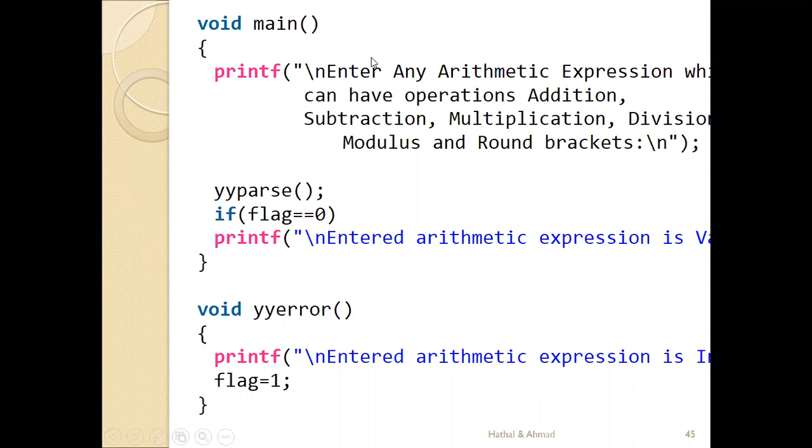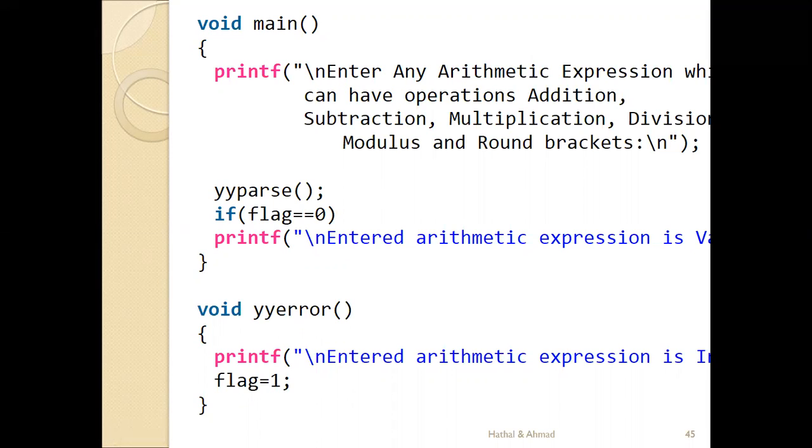Here is the third section. The third section of a Yacc program contains the C code statements. In this example, here is the printf statement, which is used to ask the user to enter the arithmetic expression. It can have operations like addition, subtraction, multiplication, division, or any of these. When such an expression is entered by the user, the yyparse function is invoked.